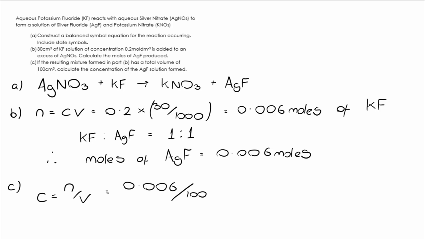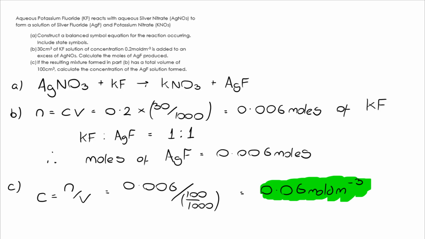We know how many moles there are and we know the volume. It's in 100 cm cubed. Remember to always convert volume to decimetres cubed, so I'm doing 100 over 1,000. When I do that, I get to a concentration of 0.06 mol dm to the minus 3.